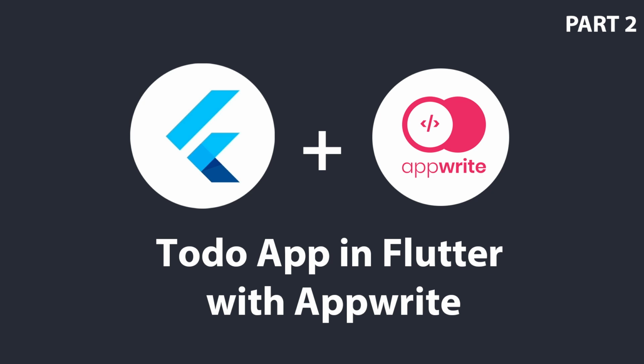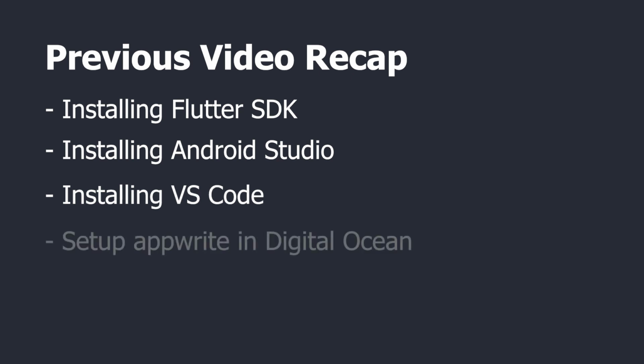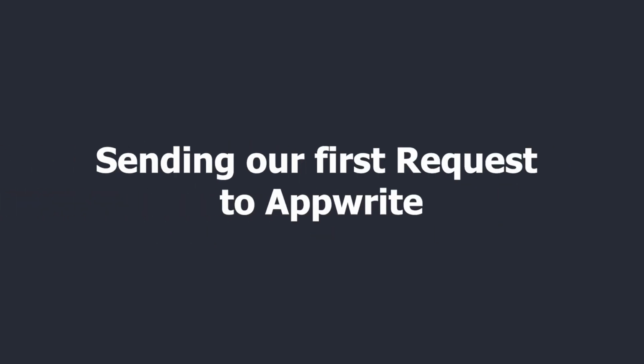So in our previous video we learned how to install Flutter SDK, Android Studio and VS Code. We also set up our Appwrite in DigitalOcean. Before proceeding to this video, make sure Appwrite has been installed in your local machine or in the cloud. In this video, we are going to build an authentication UI and also send our first request to Appwrite.